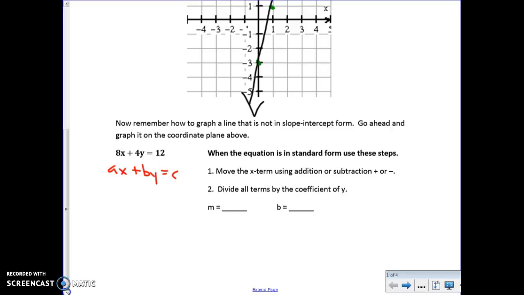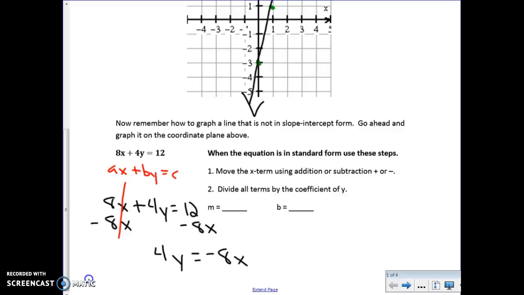So I'm just going to rewrite, first of all, 8x plus 4y equals 12. And we're going to follow the first step. We're going to move the x term. Okay, so we subtract 8x from both sides. Cancels out over here, leaving us with 4y on the left side. And then we have 12 minus 8x. Those are not like terms. And so that it looks more like slope-intercept form, I'm going to write -8x plus 12. I'm also going to show you a way to do this on your calculator later, but this is good algebra practice.